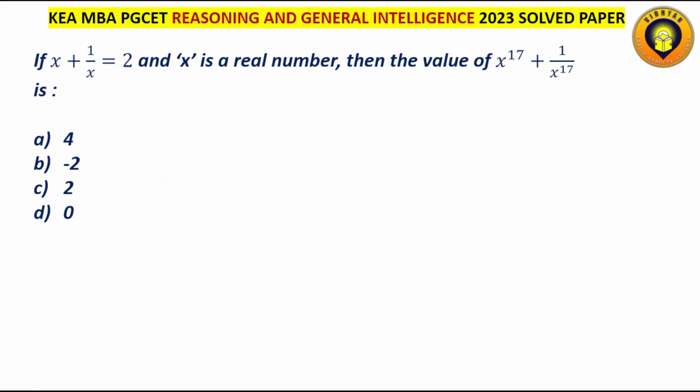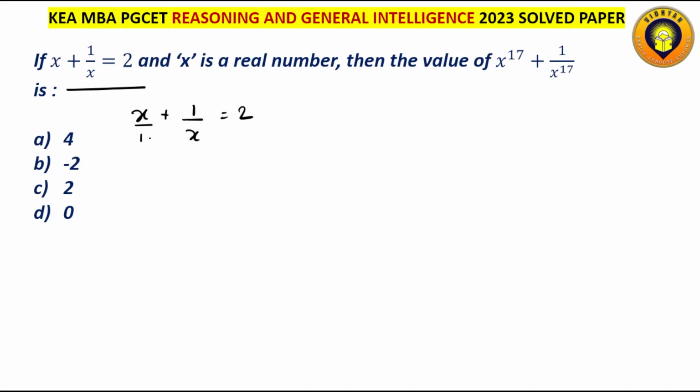If x plus 1 by x is equal to 2 and x is a real number, then the value of x power 17 plus 1 upon x power 17 is. Okay, so first what you have to do is solve this equation and find the value of x, then substitute that value in this expression, you will get the answer. Now how to solve this equation? x plus 1 upon x is equal to 2.